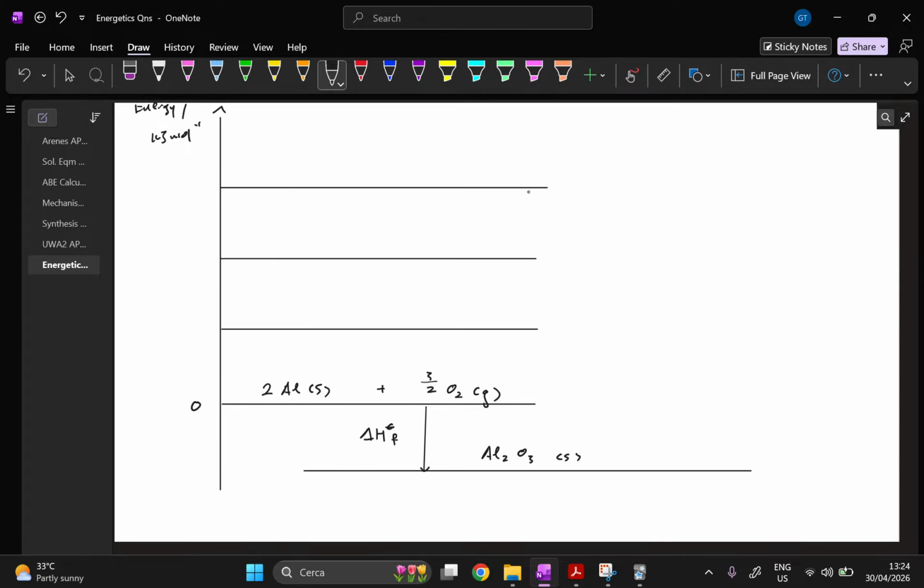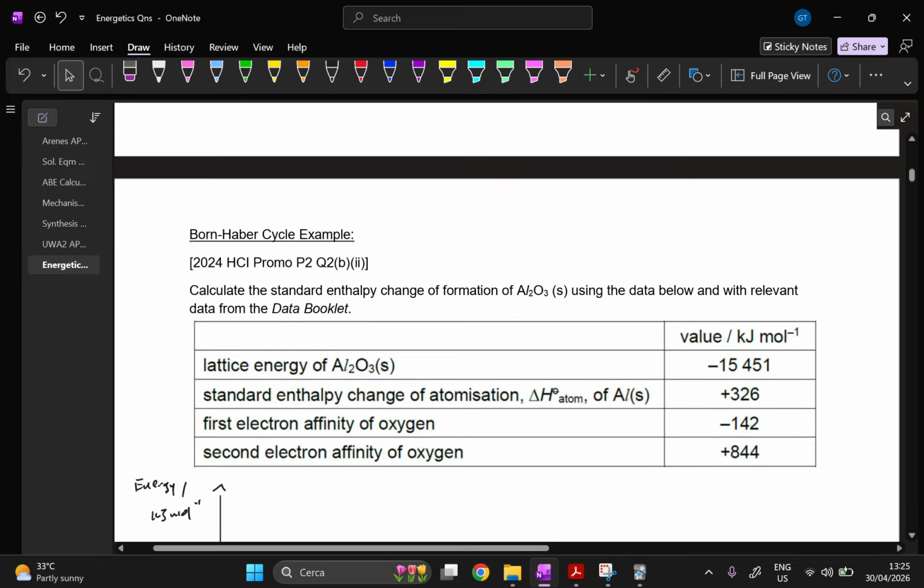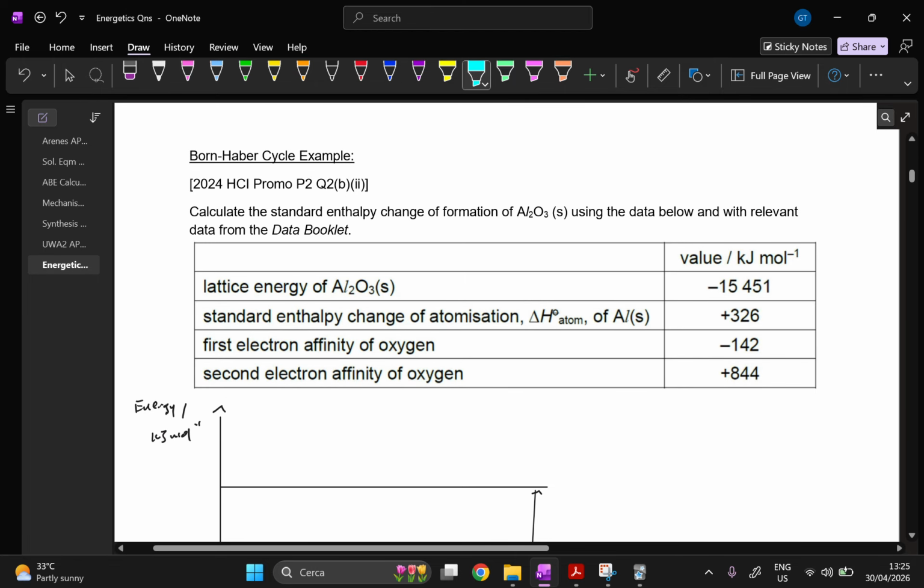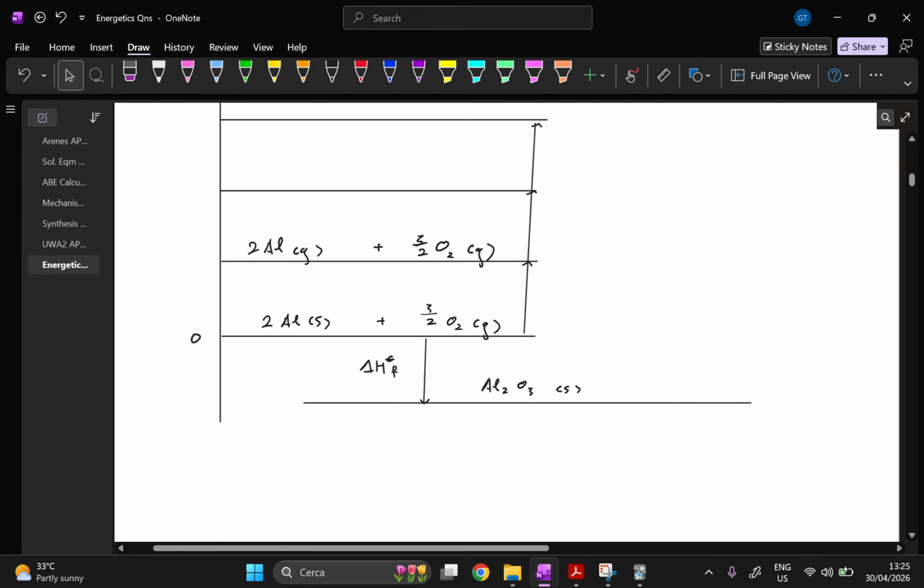Okay, so next step. I want to, remember, change the metal first, right? So next step is just going to be, I want to go from solid to gaseous atom. And then the oxygen is not changed, so just copy over. And this is going to be my enthalpy change of atomization of aluminium. Make it a good practice: every time you have used a value in this table, just take it off to know that I have used the value. And make sure that you have used all the values. So this is going to be plus 326.